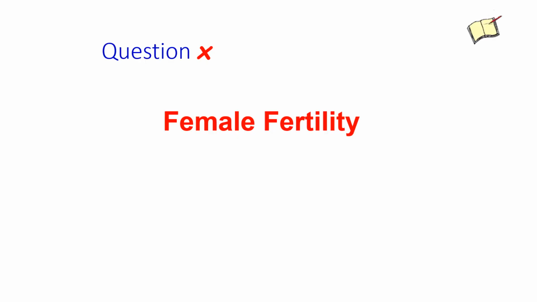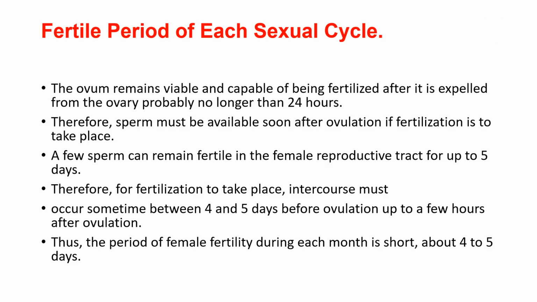Female fertility. Fertile period of each sexual cycle. The ovum remains viable and capable of being fertilized after it is expelled from the ovary, probably no longer than 24 hours. Therefore, sperm must be available soon after ovulation if fertilization is to take place. A few sperm can remain fertile in the female reproductive tract for up to 5 days. Therefore, for fertilization to take place, intercourse must occur sometime between 4 and 5 days before ovulation up to a few hours after ovulation. Thus, the period of female fertility during each month is short, about 4 to 5 days.